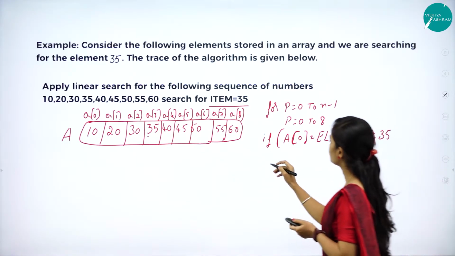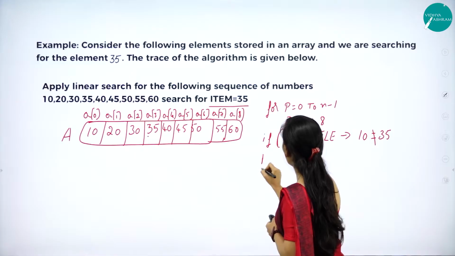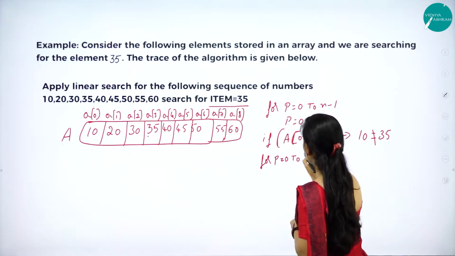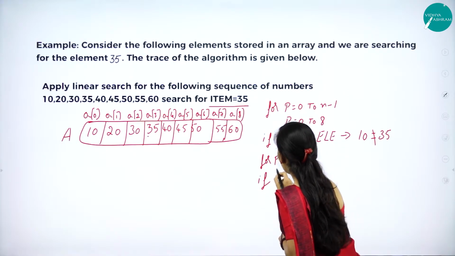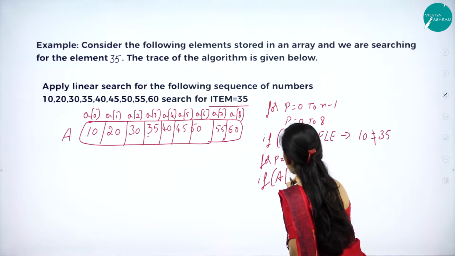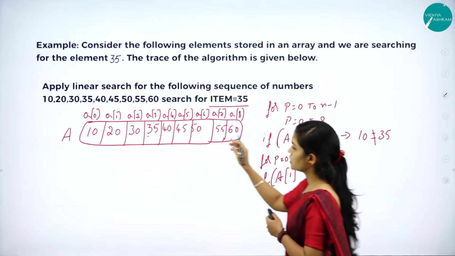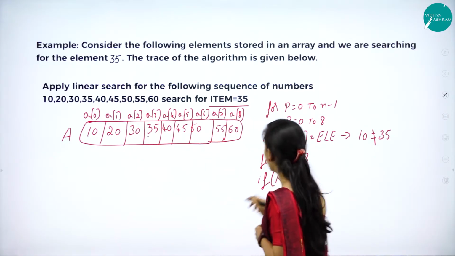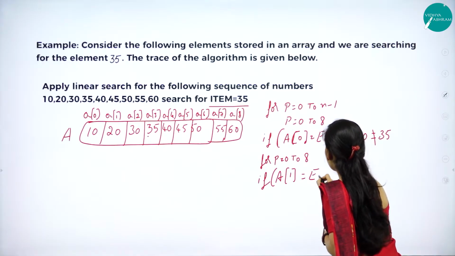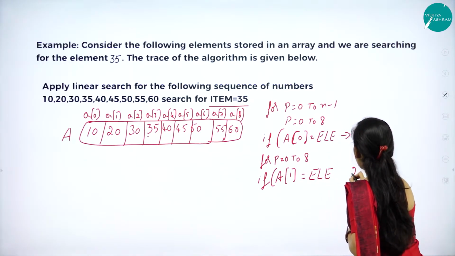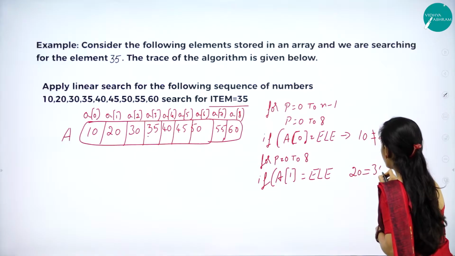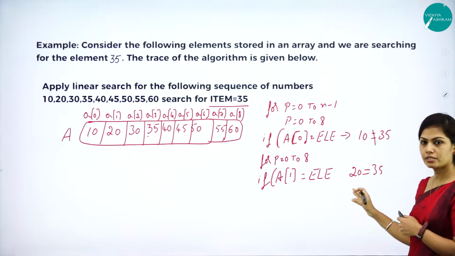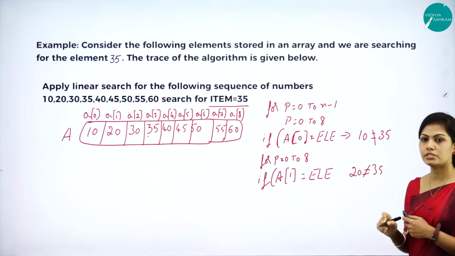Then again the for loop will continue. For P is equal to 0 to 8. So the next element we are going to search is A of 1. So what is A of 1? The element is 20. So is 20 equal to 35? Is it correct? No, it does not match.